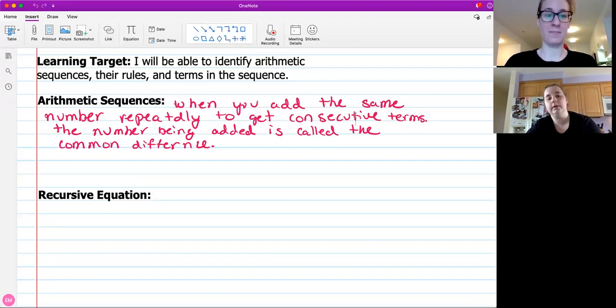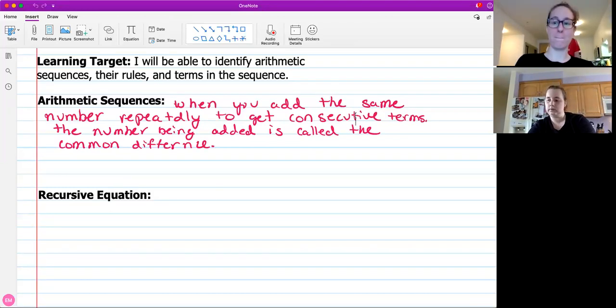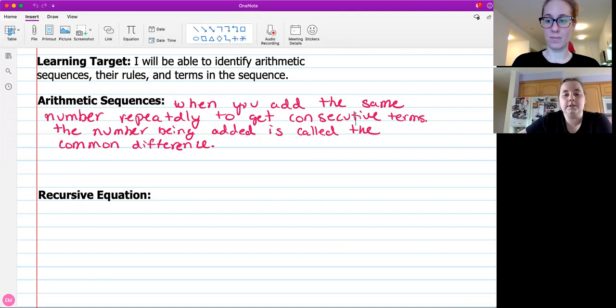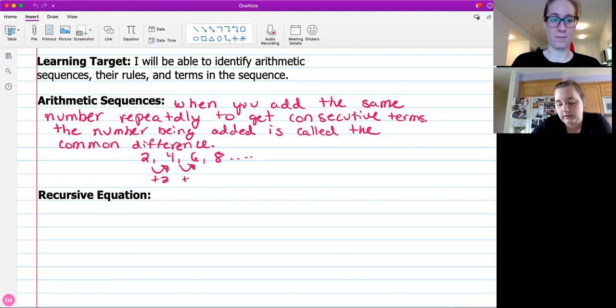Let's look at a super simple sequence really quick. Let's look at the even numbers. If we have 2, 4, 6, and 8, the number being added repeatedly is 2. So 2 plus 2 is 4. We add 2 here, we add 2 here, and we add 2 here. You're just going to add 2 infinitely to get all of the even numbers. So 2 is our common difference, and our common difference is denoted by the letter d.